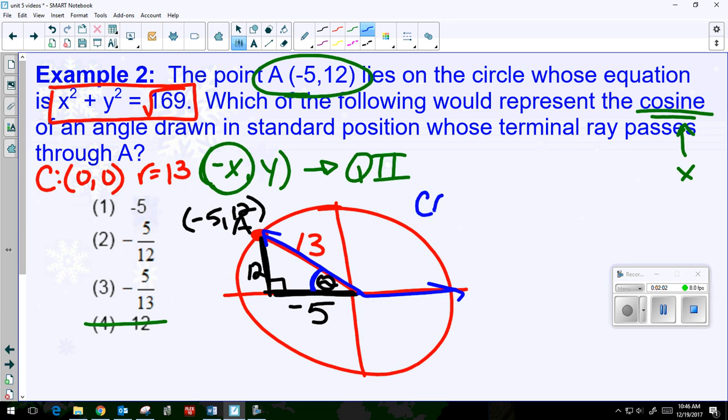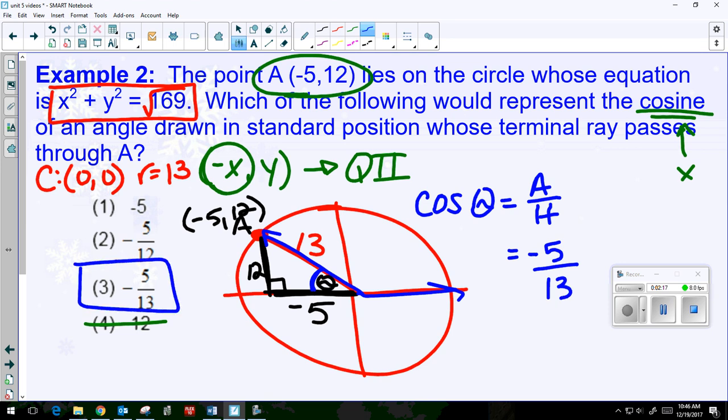So cosine of that angle is going to be adjacent over hypotenuse according to SOHCAHTOA. So adjacent is negative 5 and my hypotenuse is 13. So my answer is choice 3. And just like we predicted, it should be negative because I'm in quadrant 2 and cosine is x, which is negative in quadrant 2.